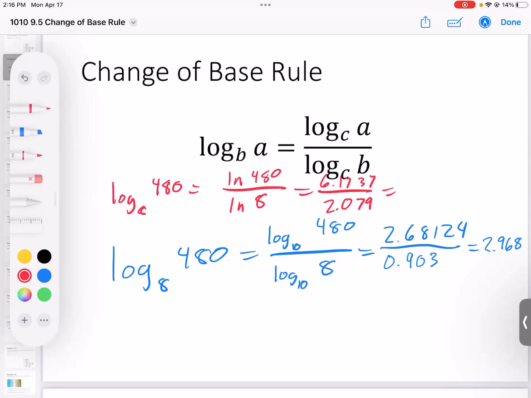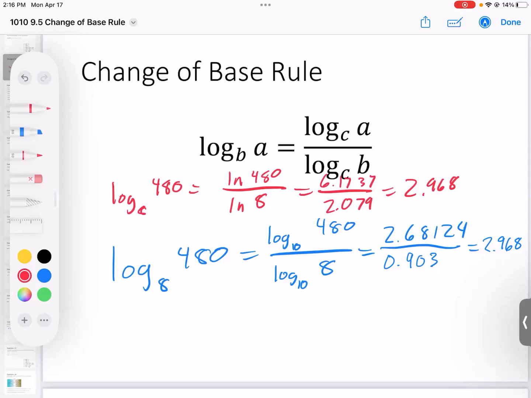The same number? Yep, and that's what you should get, because the change of base rule works regardless of what base you choose. So the individual logarithms might be different. Well, the natural log of 480 is different than the regular log of 480, which makes sense because this one is saying e to this exponent equals 480, versus this one saying 10 to this exponent equals 480.